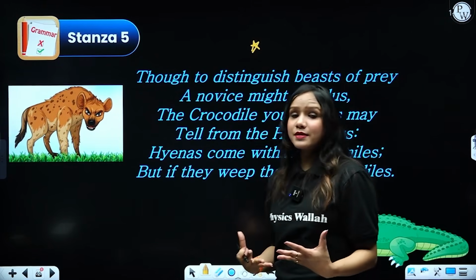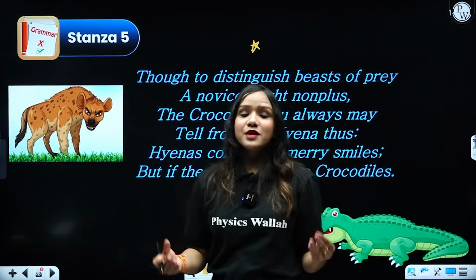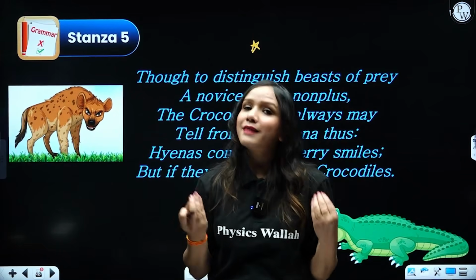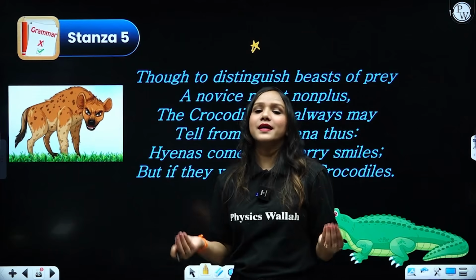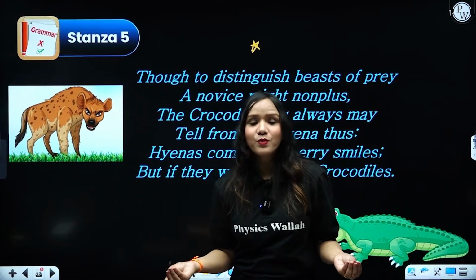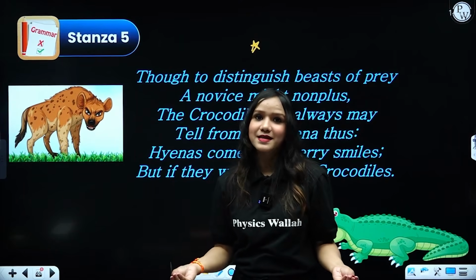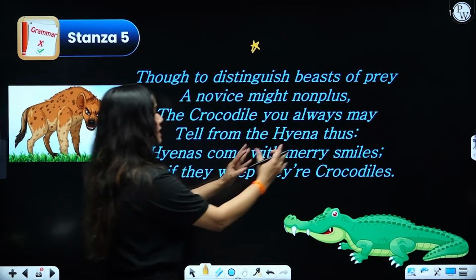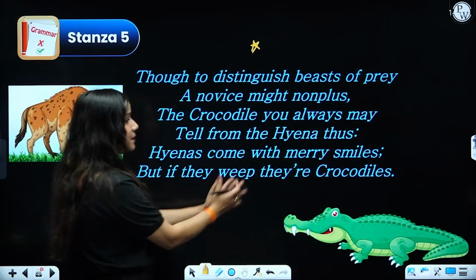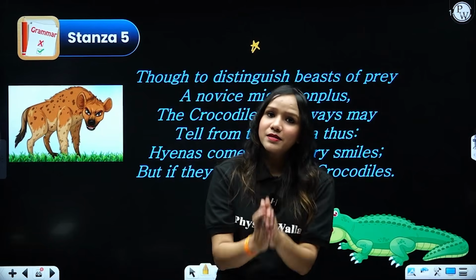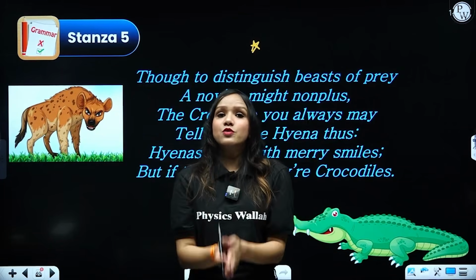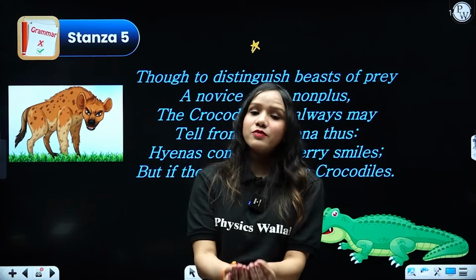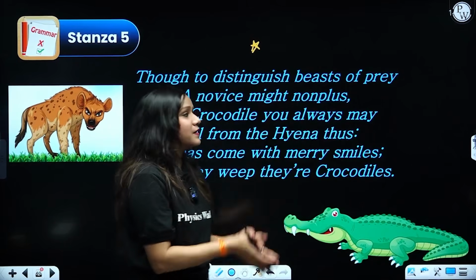How are you going to tell the difference between a hyena and a crocodile? Because while attacking its prey, a hyena would always keep a smiling face, whereas a crocodile is known worldwide for shedding false tears while attacking its prey. So this is the major difference. Hyenas come with merry smiles, but if they weep, they are crocodiles. Again, the rhyme scheme is the same, but the poet has used poetic license to alter certain words in order to create a rhythmic and musical effect in the poem.